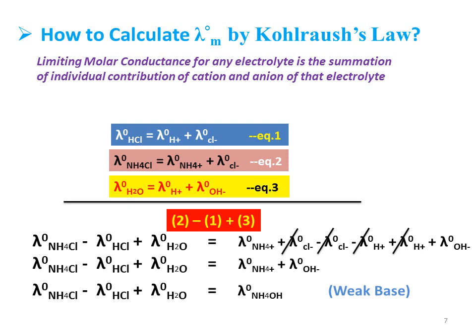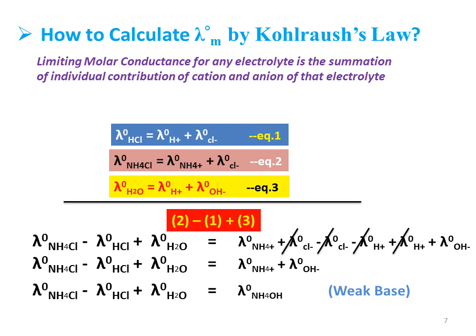Then you will be given equations, and you have to calculate by this method: subtract equation number 1 from equation number 2 and then add equation number 3. So the left side of equation number 1 will be subtracted from equation number 2, then the left side of equation number 3 will be added. So below we have lambda naught ammonium chloride minus lambda naught HCl plus lambda naught H2O, which will be equal to lambda naught ammonium ions plus lambda naught chloride ions. This is our equation number 2.